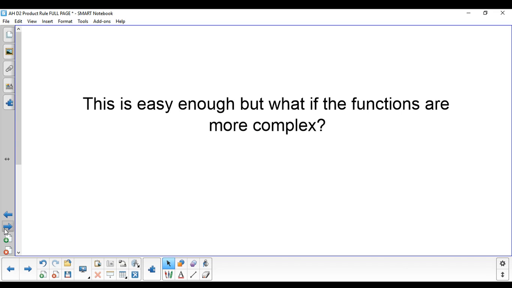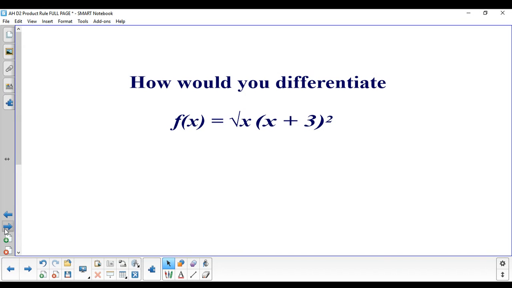This is easy enough, but you will be presented with a lot of complicated functions, so how can we work out those? So how would you differentiate this? You still have the skills that you can differentiate this, but we're going to look at what you would have to do just now from Higher to cope with this.